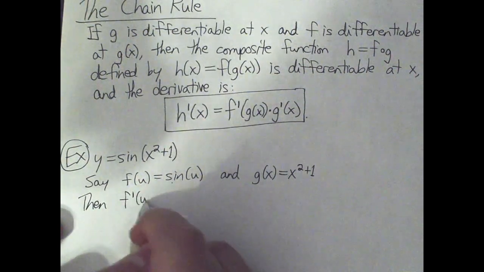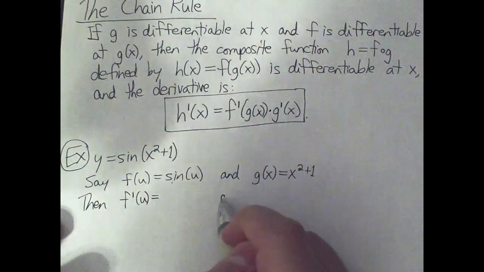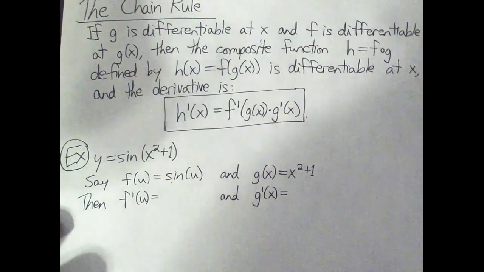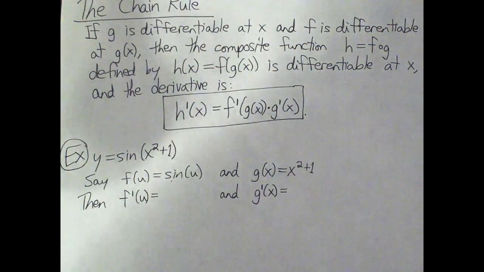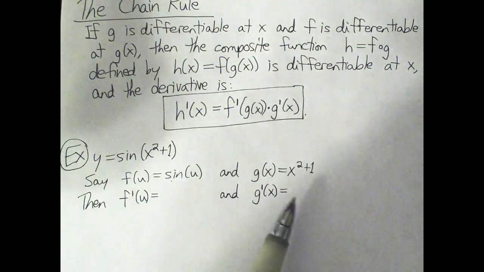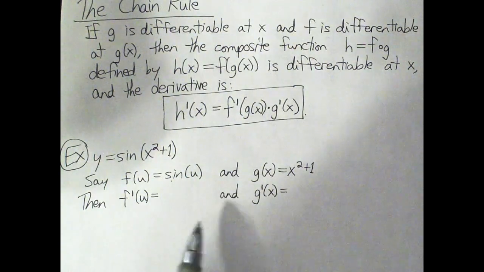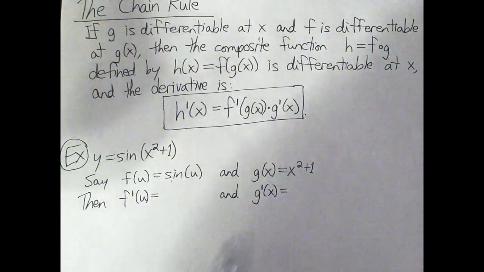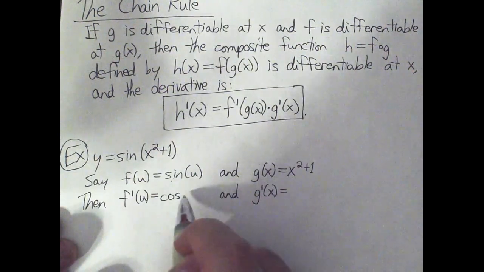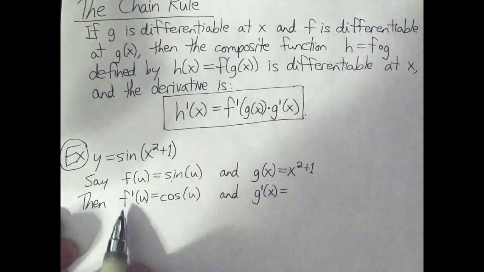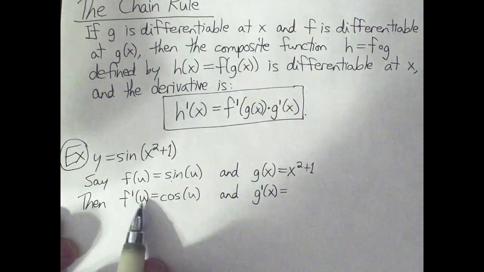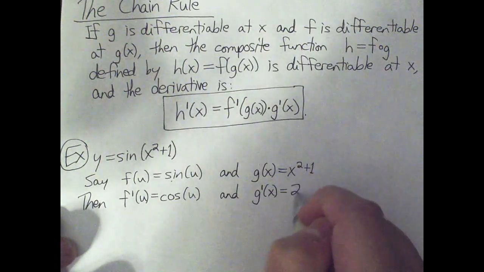f prime of u, let's set it up like this, and g prime of x. We're going to need both of those before we use the formula. So these are like two small problems within the problem. Luckily, these are small derivatives: the derivative of sine is cosine, so we could say cosine of u. We just took the derivative with respect to u, because that's what the variable was here. And then over here, the derivative of this is 2x.